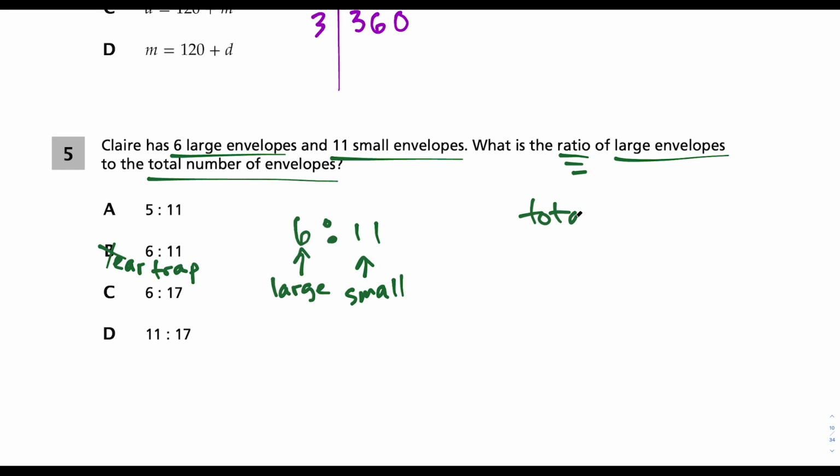So the first thing you should find is how many envelopes does Claire have in total? Well, she has 6 large plus 11 small, which would equal 17 envelopes in total. So the ratio we want to set up is large to total. So large, there's 6, and in total, there's 17. So 6 to 17 is the ratio we want.